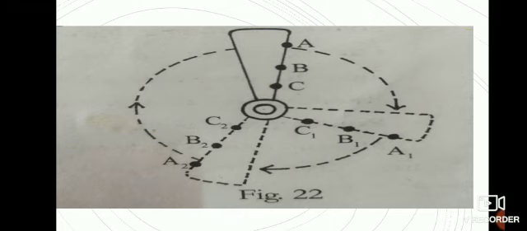Here we observe that the position of a fan is not changing, only the blades of the fan are changing their position continuously and moving in a circular path around a fixed point. The imaginary line passing through this fixed point is called the axis of rotation. This type of motion is called rotatory motion.